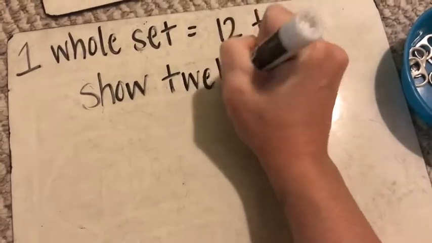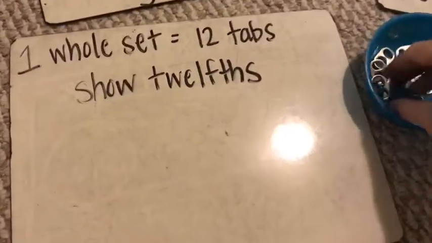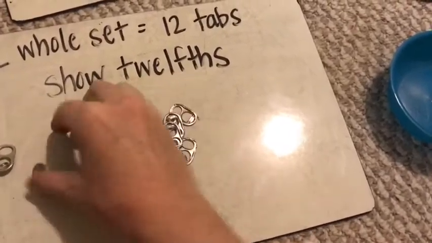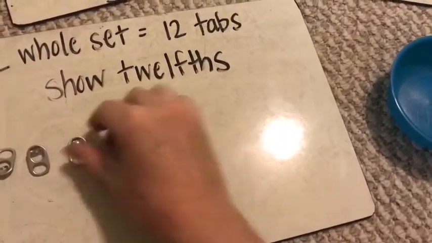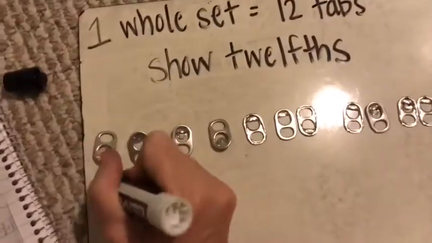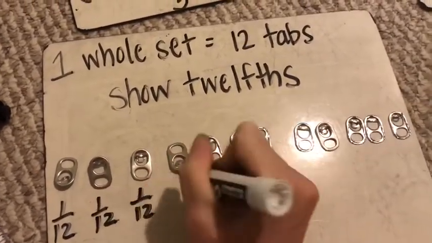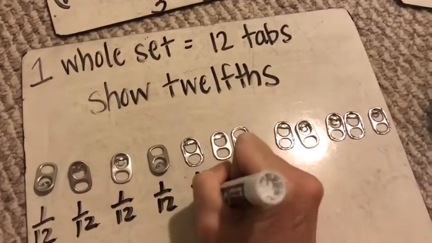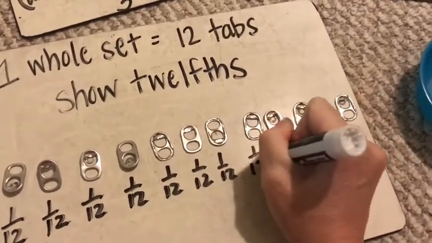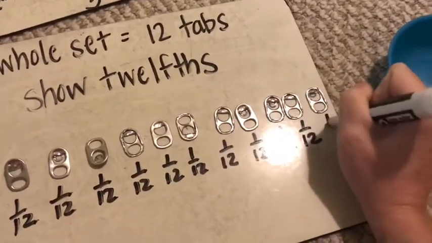Twelfths. Let me see if I can spell this right. Twelfths. I don't even like saying that. So twelfths would be 12 equal parts, right? So since I have 12 tabs, I can just set up my 12 tabs so I can see. And watch how many different fractions I'm going to be able to write once I have these set up for the 12. So this tab is 1/12 of the set, and every single one of these tabs is 1/12 of the set, because it's 1 part out of 12 equal parts that make the whole set.